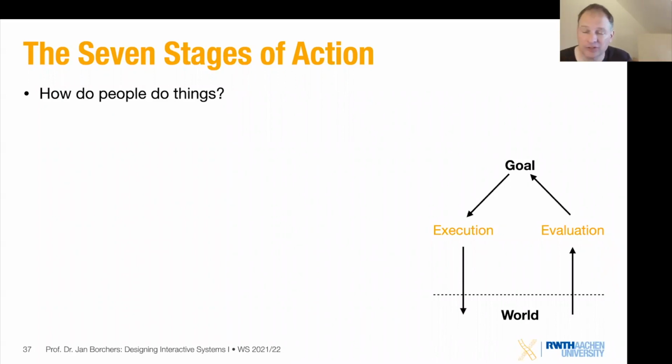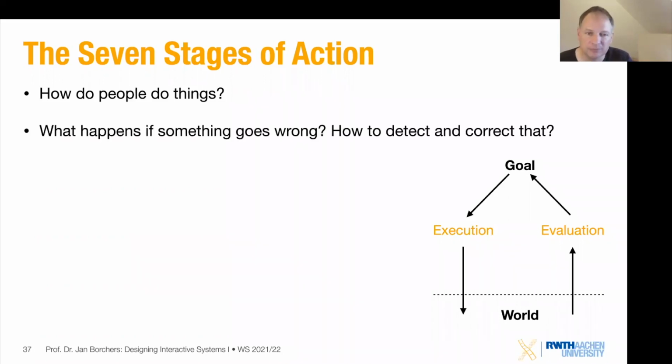And just like with everything else, we're not learning these models just because they're models to be learned. We're learning them because we can use them to understand when things go wrong, to have a vocabulary to talk about these usage failures that can happen, these failure points, and how to detect them and possibly correct them in an interface design. From a very basic standpoint, the seven stages of action are actually super simple.